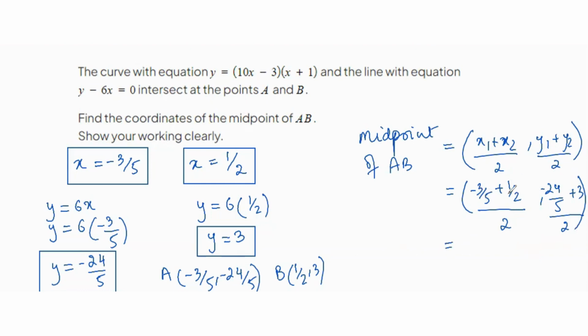So negative 3 over 5 plus 1 over 2 is going to be negative 6 over 10 plus 5 over 10. And this entire thing is times by 2. And for y, it's going to be negative 24 plus 15 over 5 times by 2. So that's going to give us negative 1 over 20, and 9 over 10. That is your midpoint of AB.